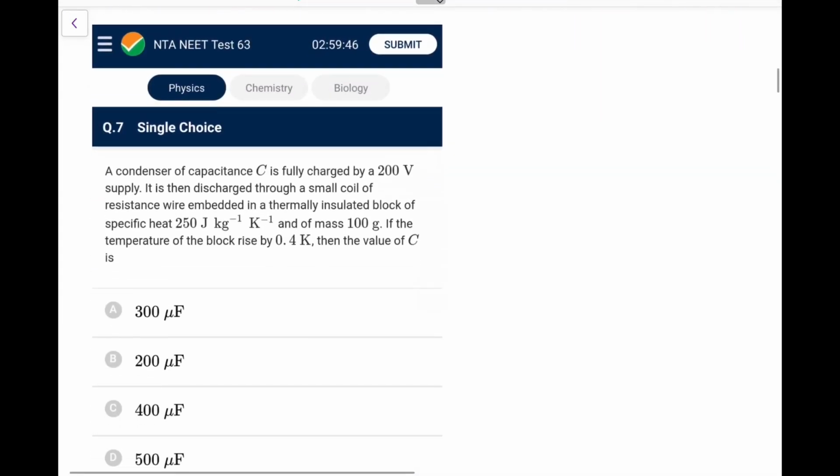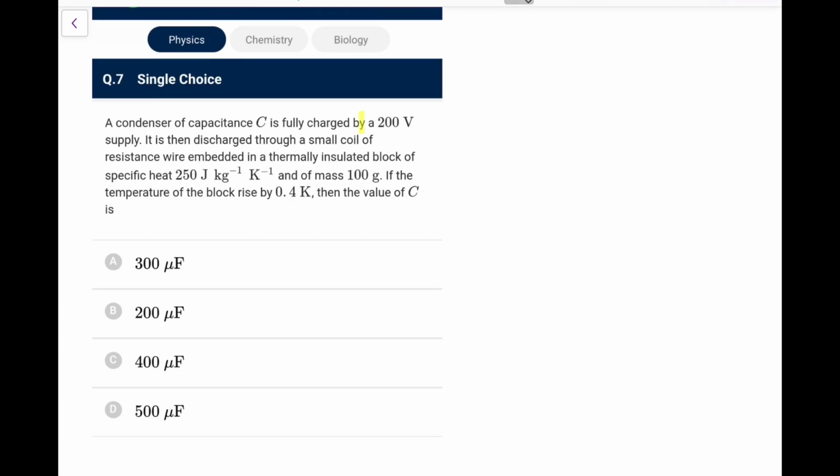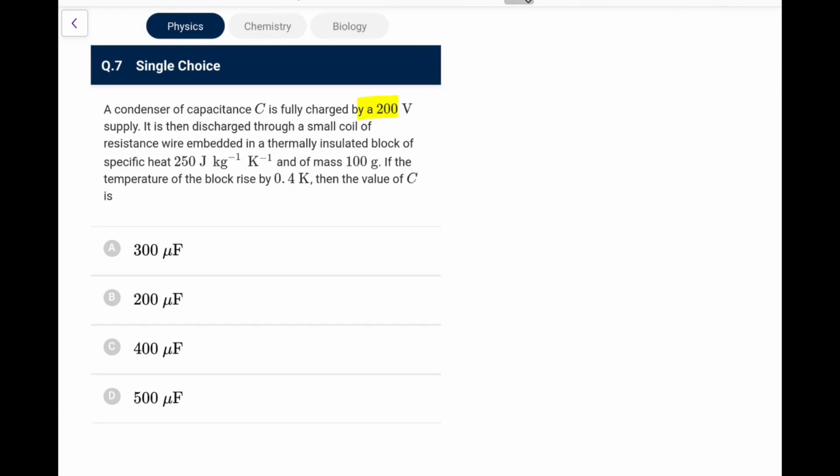Next, a condenser of capacitance C is fully charged by a 200 volt supply. It is then discharged through a small coil of resistance wire embedded in a thermally insulating block of a specific heat and mass. If the temperature rises by 0.4, the value of C is simply energy conservation. That energy of the condenser goes in increasing the thermal energy. That means half CV square goes into ms delta T. So the value of C would be 2 ms delta T by V square.